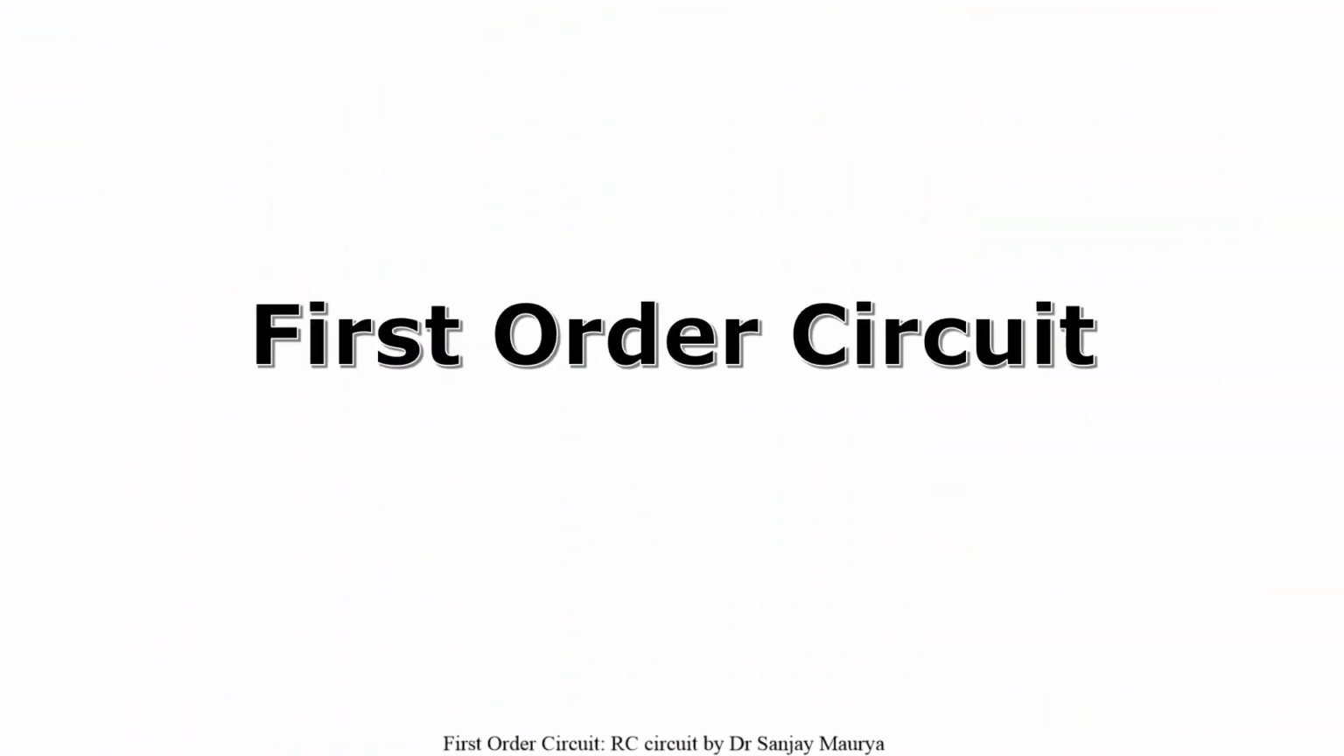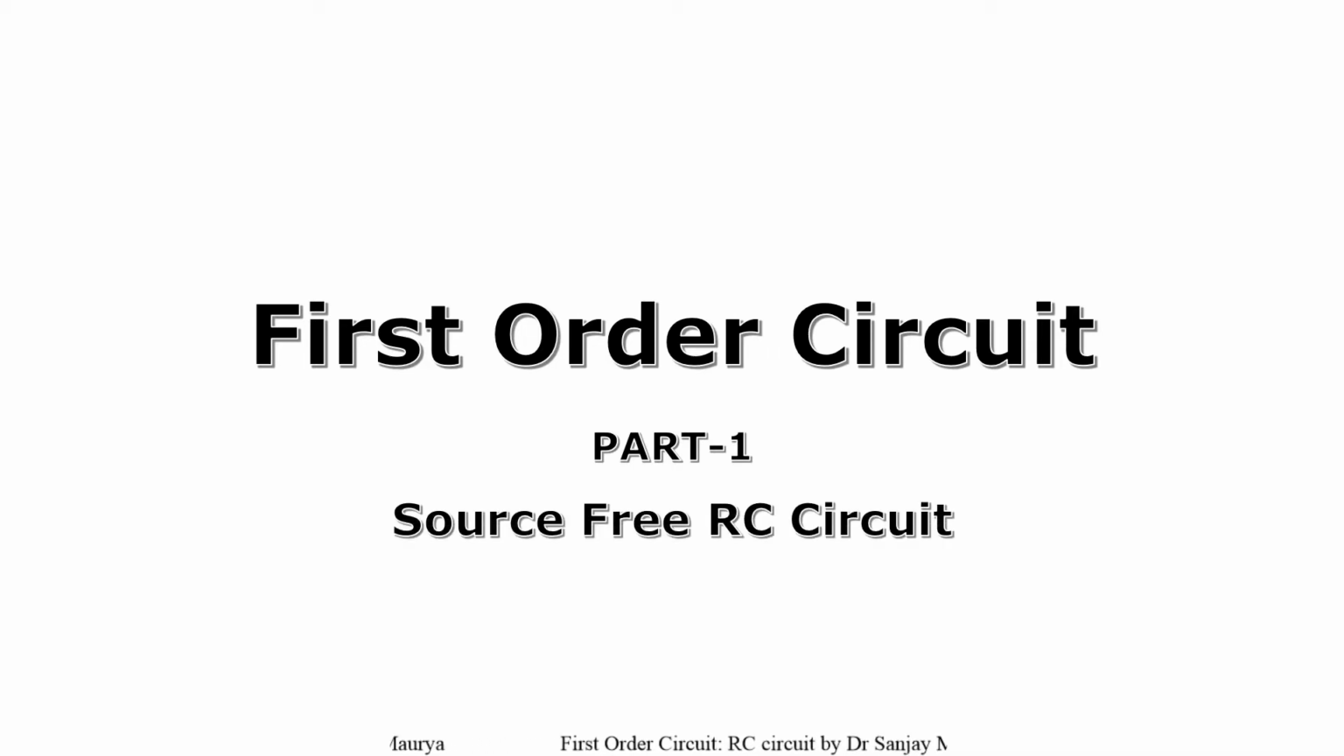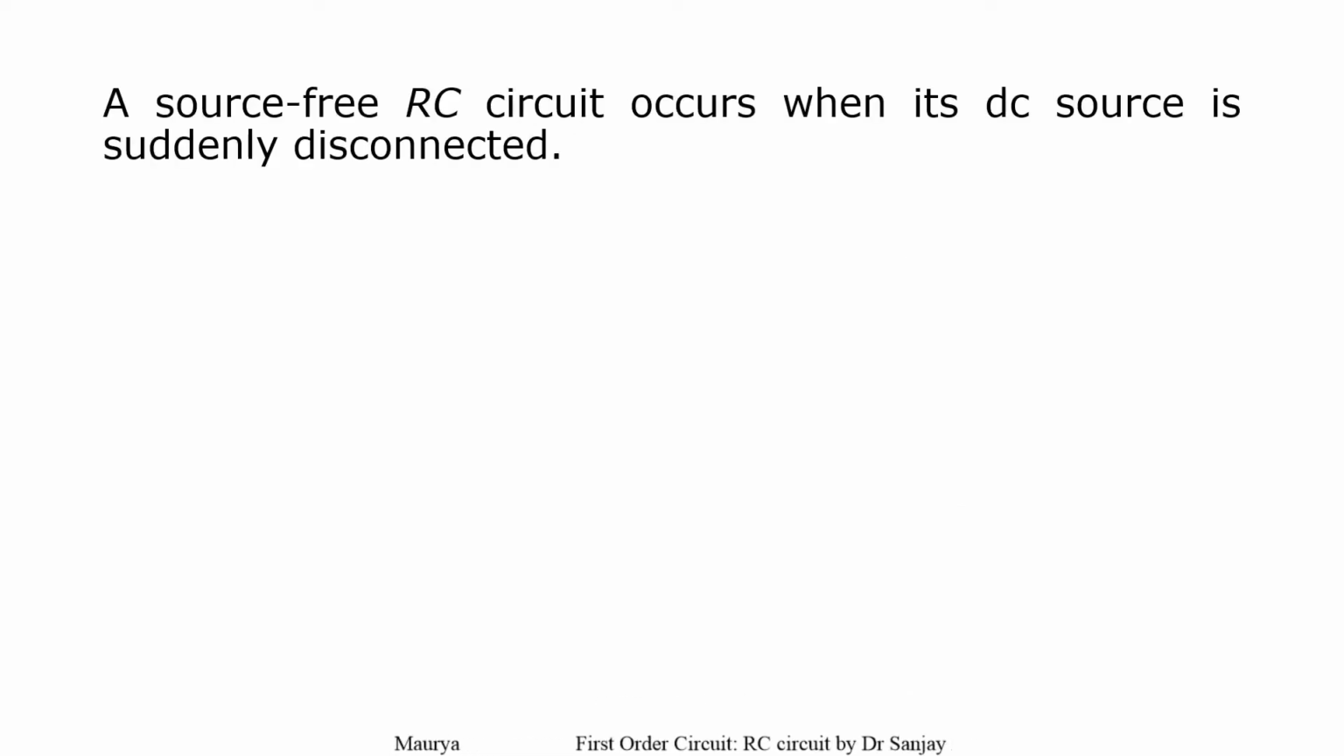Let's begin first order circuits. In part 1, I'm going to take the case of the source-free RC circuit. A source-free RC circuit does not contain any independent sources at the time of analysis. Such a condition arises when a DC source is suddenly disconnected from an RC circuit.